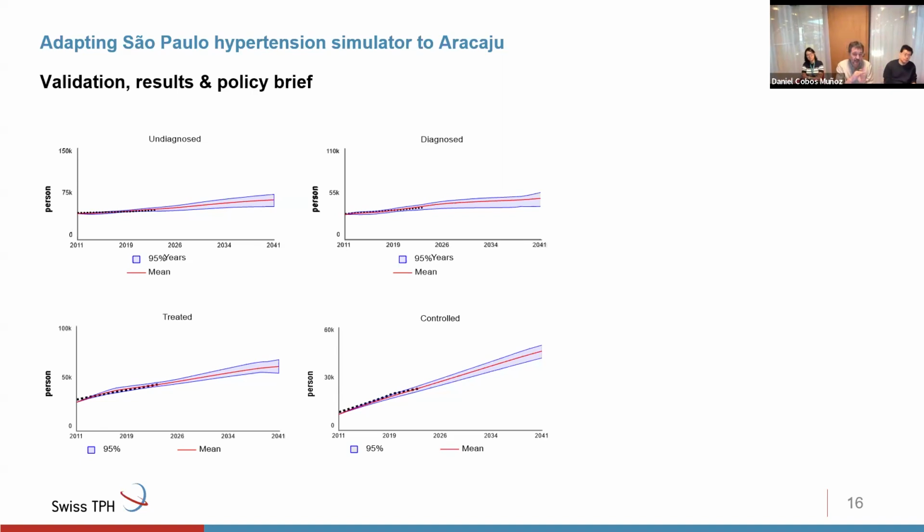But you see this is the red line, but it's not a line because there is uncertainty around the estimates that the simulator produces. These are estimates; they are not data points like the black dotted line. So you can see not only that it fits the historical trend, but also that there is uncertainty around those estimates. If you can click next.